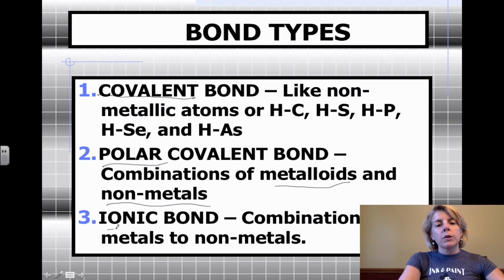Now, this is just a review, and this is something that catches students all the time. Remember, we're looking for the presence of metals. If metals are in the chemical formula, it's not going to be a covalent bond. It's going to be an ionic bond.